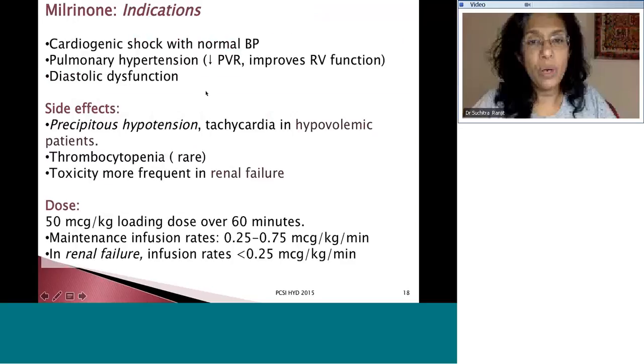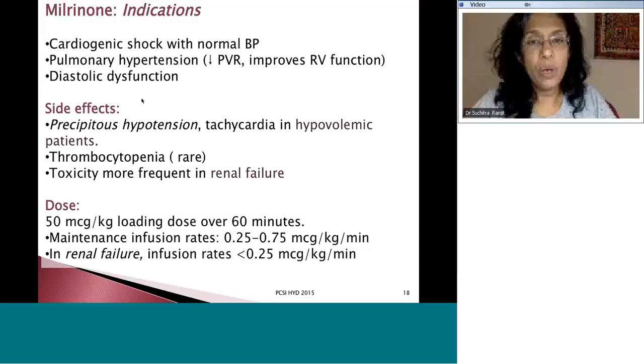So indications are cardiogenic shock with normal blood pressure, pulmonary hypertension because of the fall in PVR, and improved RV dysfunction. It is also excellent for a patient with diastolic dysfunction because it has lusitropy, so it relaxes a stiff myocardium. Side effects are precipitous hypotension and tachycardia. While it doesn't directly cause tachycardia, as it's not a chronotropic agent, it does cause a compensatory tachycardia in a hypovolemic patient. When it's used at high doses for more than 3 to 5 days, the platelets may fall, and toxicity is more frequent in renal failure.